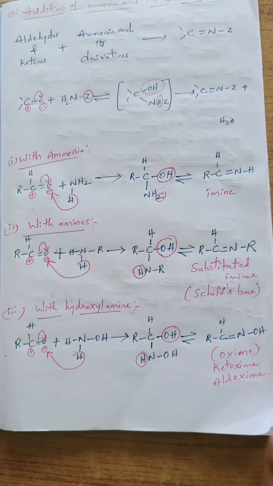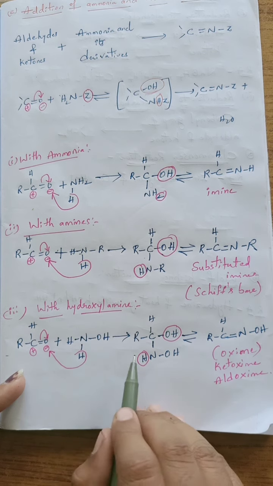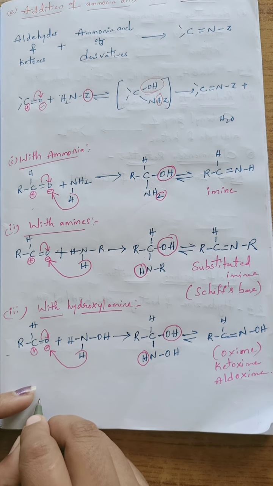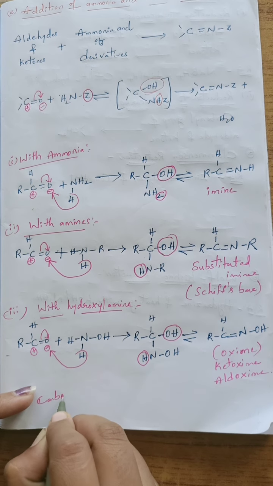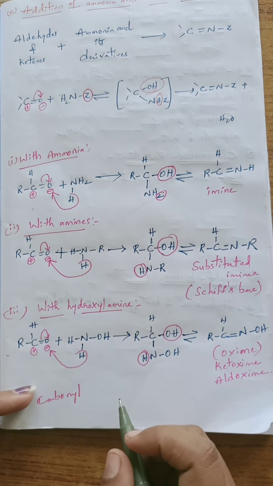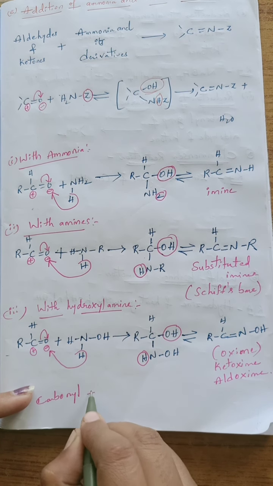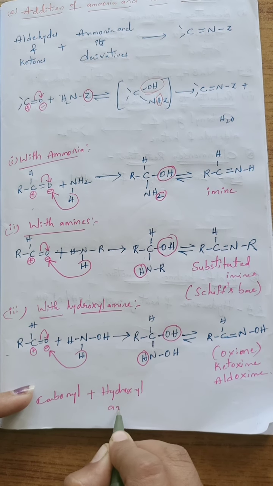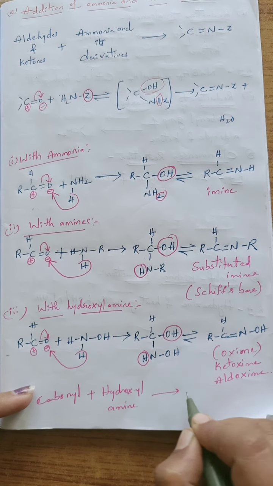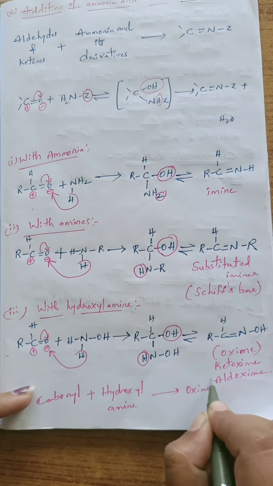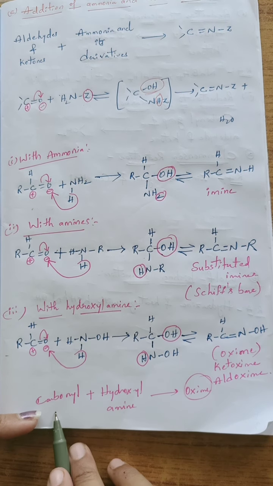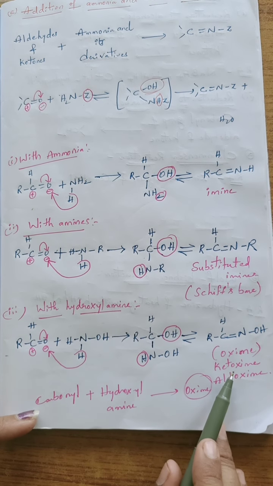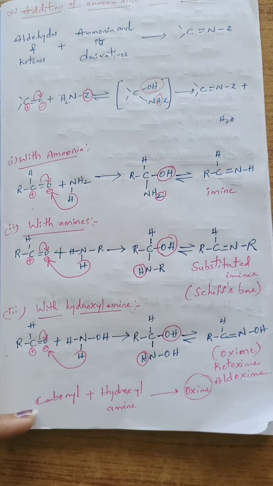Okay, so that means when hydroxylamine reacts with a carbonyl compound, it can be converted into oximes. Remember, when a carbonyl compound or aldehyde and ketone reacts with hydroxylamine, finally it leads to oxime as the final product. In place of a carbonyl compound, if you take an aldehyde, that gives aldoxime. If you take a ketone, that gives ketoxime.